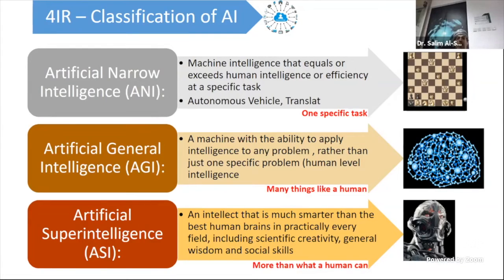Classification of AI: we have artificial narrow intelligence. What exactly is it? It's machine intelligence that equals or exceeds human intelligence or efficiency at a specific task, like, for example, chess, playing one task with another user. Doing many things like a human is called AGI, artificial general intelligence. The first one is narrow intelligence, the second one is general intelligence, and the third one is artificial super intelligence, which is more than what a human can do.